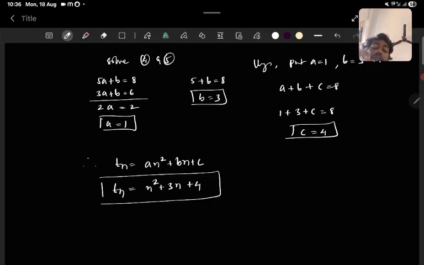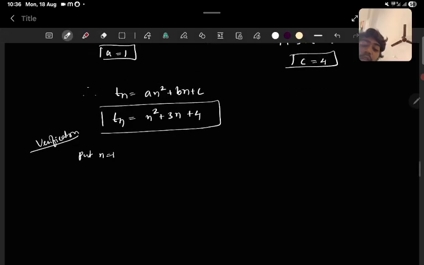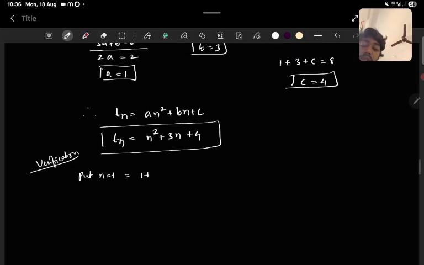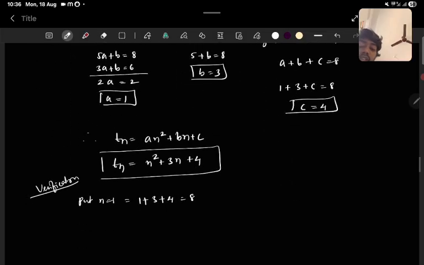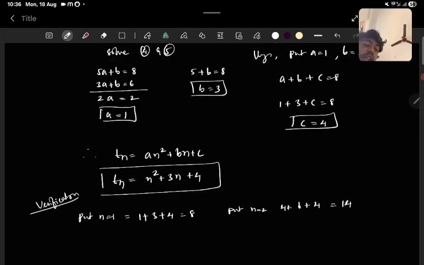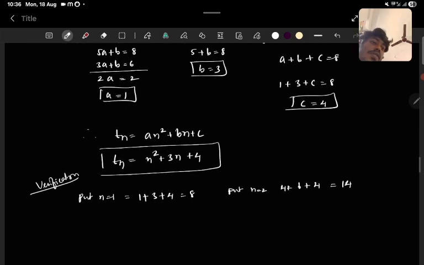Sir, we have to verify it also, right? Put n is equals to 1. Verification. If you want to verify, put n is equals to 1. It will be 1 plus 3 plus 4, 8. What is first term, beta? 8. Satisfied? And we will go for the second term. Put n is equals to 2. Now what it will be? 4 plus 6 plus 4. It's actually 14. Second term is also satisfied. So similarly you can also verify all the things.